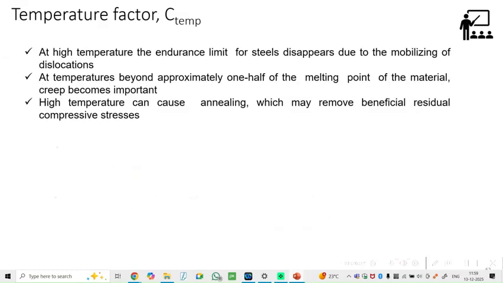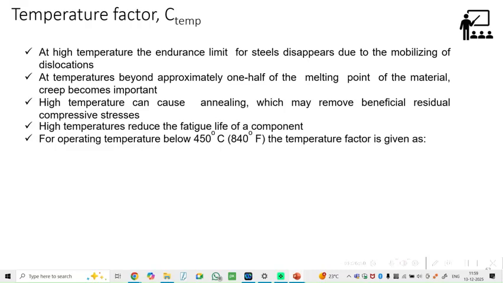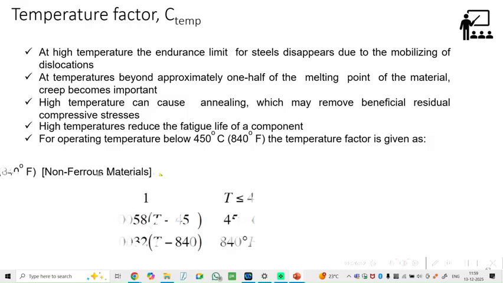Then high temperature, of course, affects only ferrous material, and for non-ferrous up to 450 degrees I think there is no change, the factor is 1. But in ferrous material, depending on what range of temperature is being operated, you need to calculate the factor.